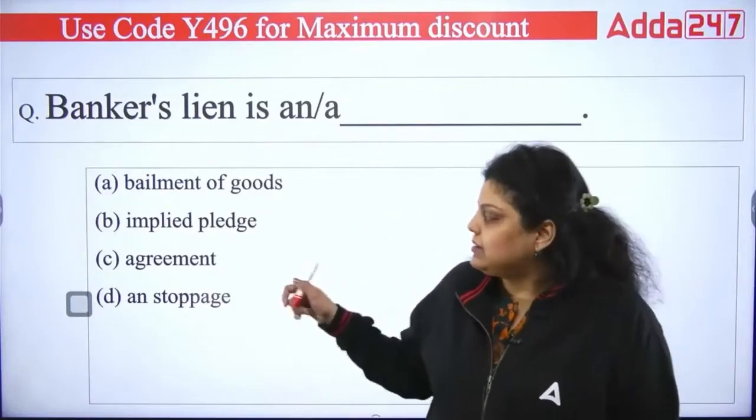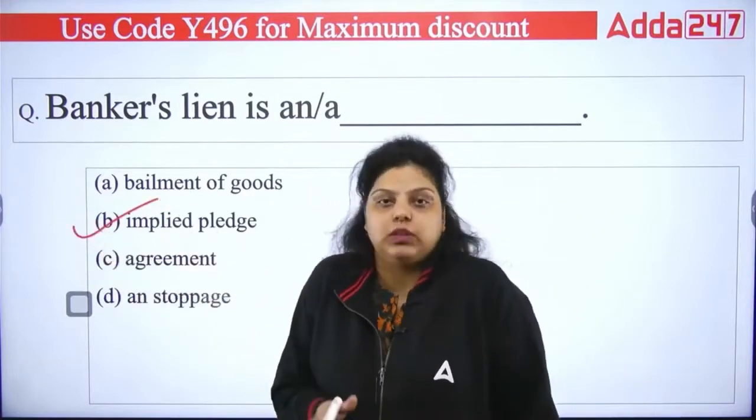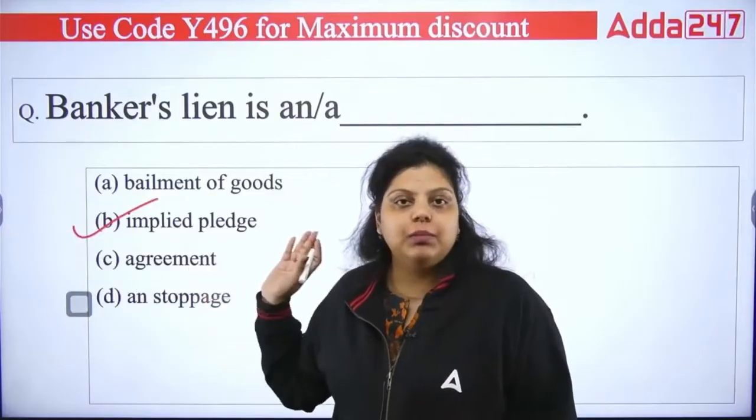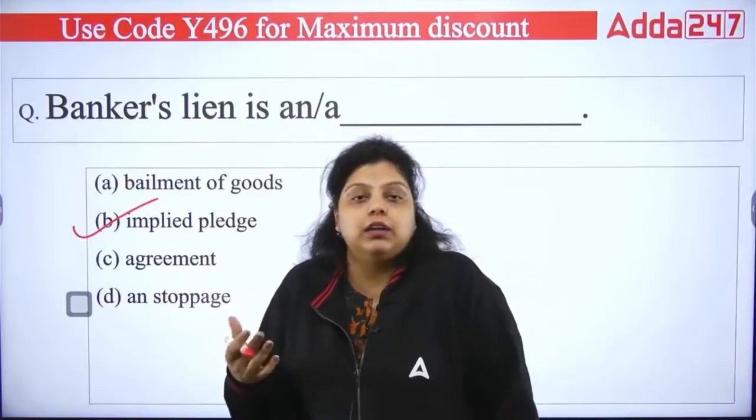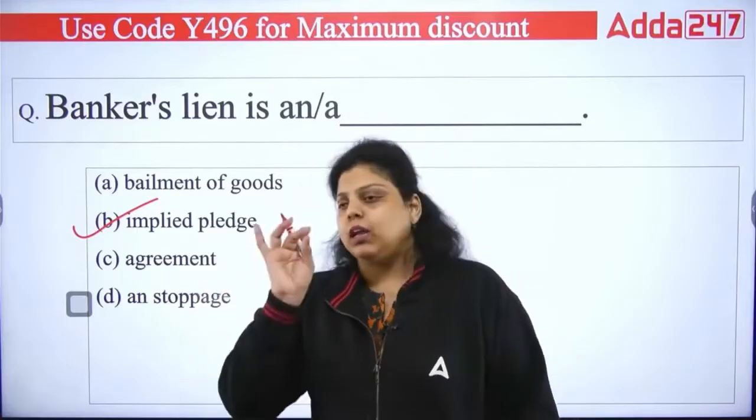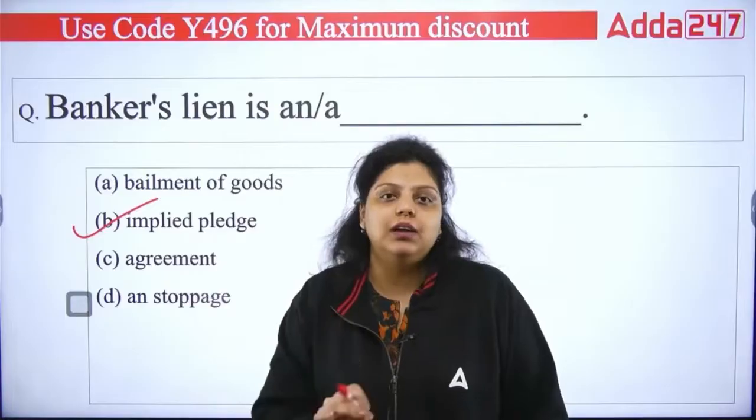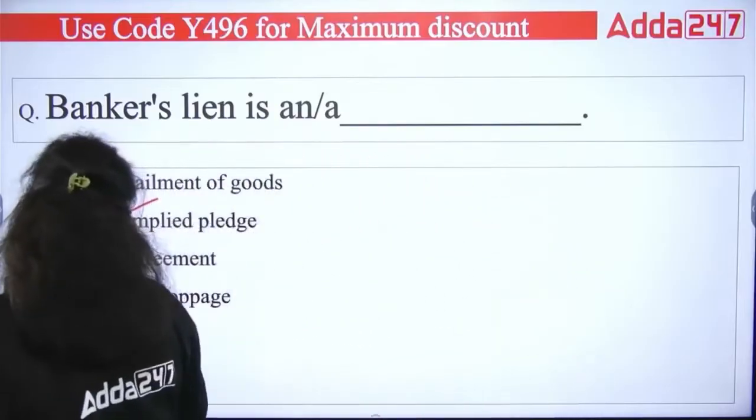So what is it? It's an implied pledge, because pledge says that the possession should remain with the bank, and the same thing has been defined in the lien. You do not have to tell this to the bank that you can do that. This is implied. If nobody is saying that, this is still a right of a banker. So the right answer will be B.